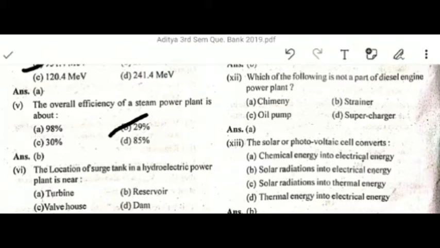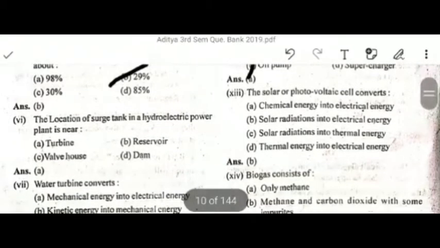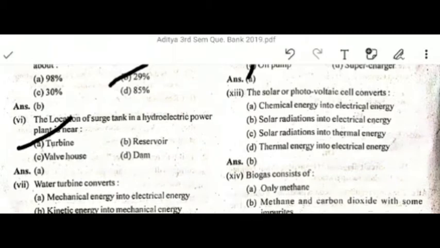But the overall efficiency of a steam power plant is 29%. Now the sixth question is: the location of the surge tank in a hydroelectric power plant is near the turbine. You should know that the location of the surge tank in a hydroelectric power plant is near the turbine.